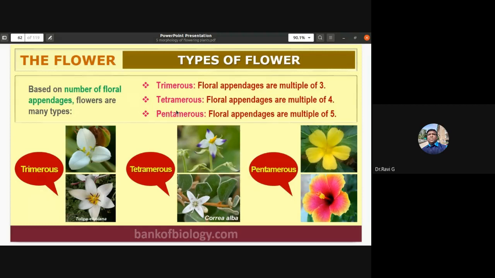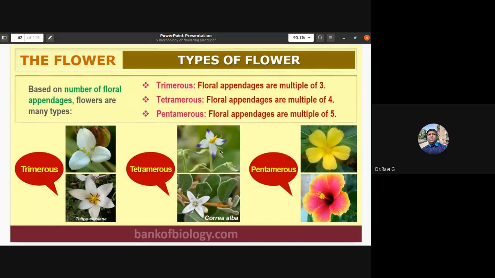Similarly, I told you about tetramerous flowers. In these flowers, floral appendages are in four or in multiples of four. See the cruciform corolla in mustard, where the petals look like a plus. Even in this Coria alba, this example we have, if you look into the flower, it looks like a plus, isn't it? Cruciform corolla they have. You have heard the word crucifix. So the cruciform type of corolla you can notice in tetramerous flowers.